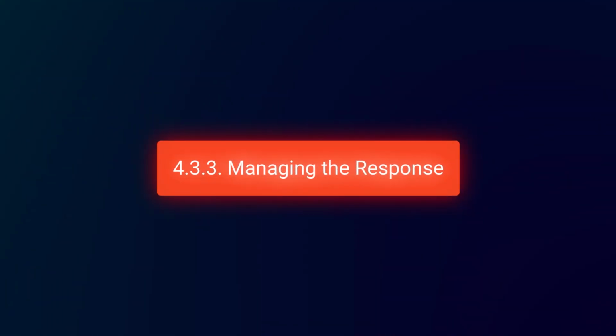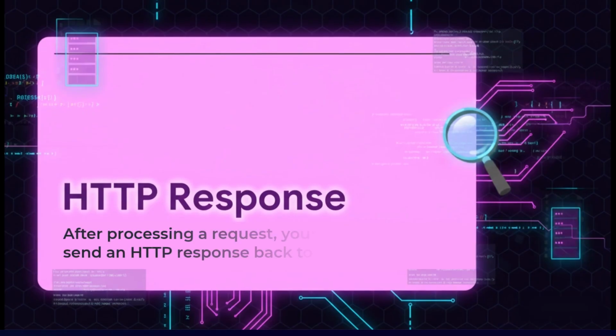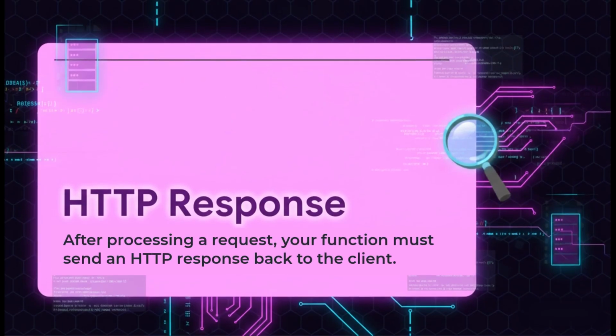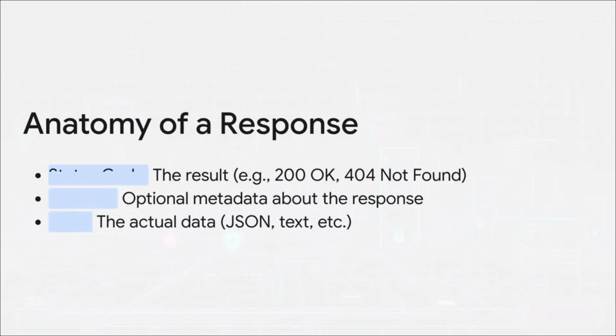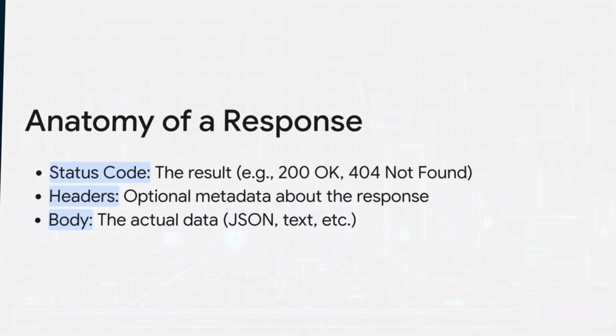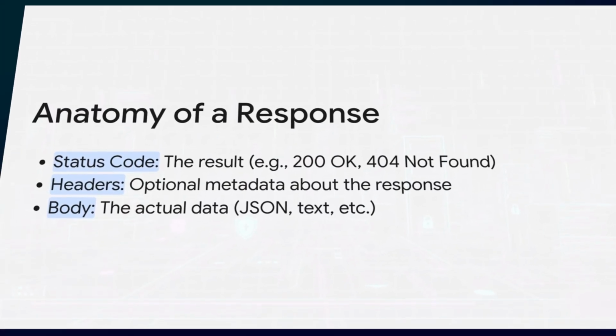Managing the response. After processing a request, your function must send an HTTP response back to the client. The response includes a status code, for example, 200 for success, 404 for not found. Optional response headers and a response body that can contain JSON data or plain text. You have full control over the response, allowing you to build any kind of API.